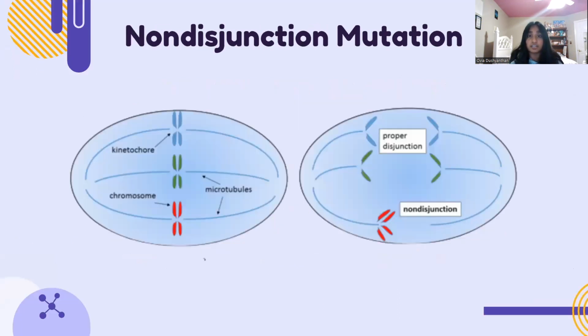Finally, we also have non-disjunction mutations, and this is where the chromosomes don't divide properly during cell division, and this uneven distribution of genes can cause the affected organism to have either too much DNA or not enough.